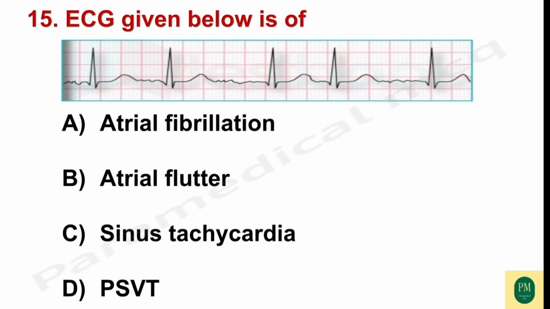The ECG given below is of: option A, atrial fibrillation; option B, atrial flutter; option C, sinus tachycardia; option D, PSVT. The correct option is option A, atrial fibrillation.